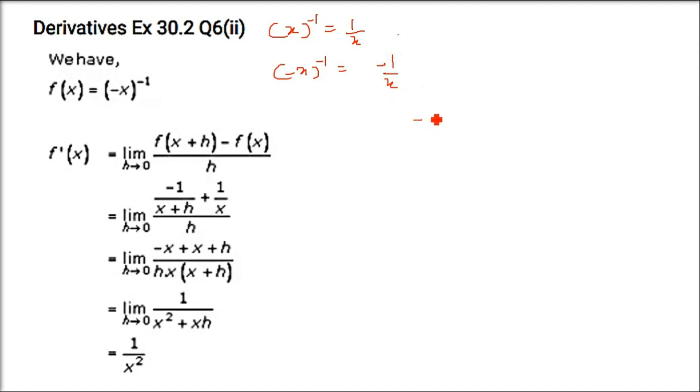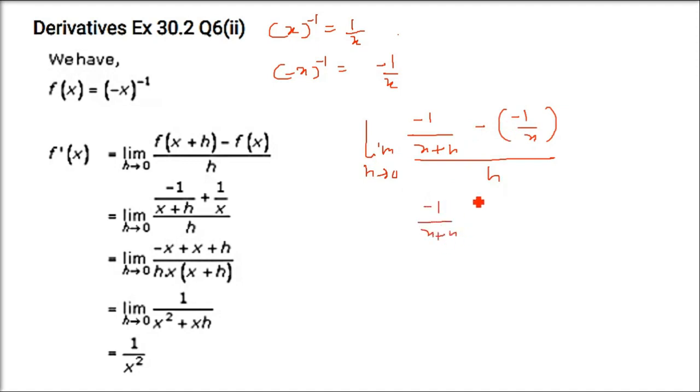Okay. Now let us apply the first principle. Minus 1 by (x plus h), minus of minus 1 by x, divided by h. So what do you get here? Limit h tends to 0. So minus 1 by (x plus h), I am dealing with the numerator. This is minus minus plus, so 1 by x, because minus minus is plus. So 1 by x minus 1 by (x plus h). This is (x plus h minus x) by x into (x plus h).